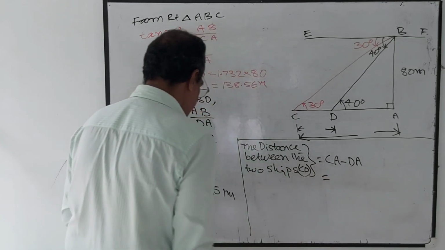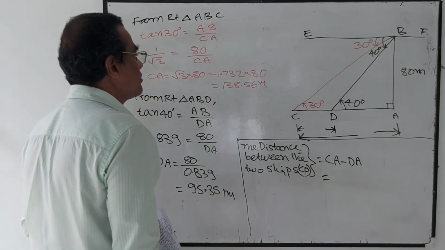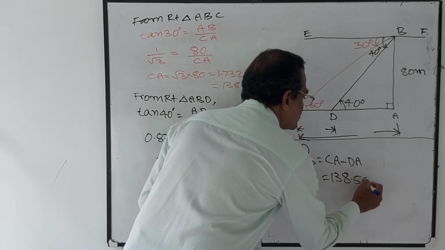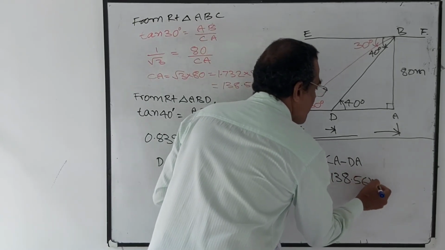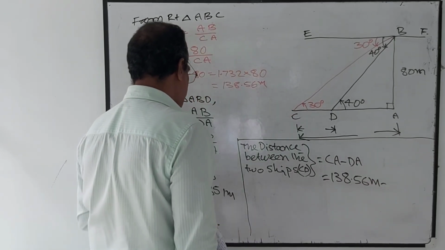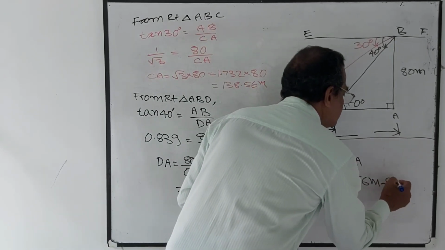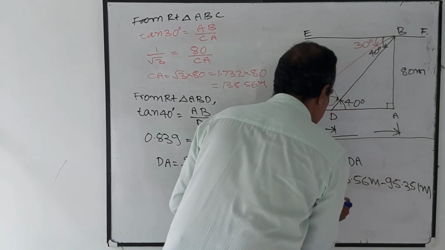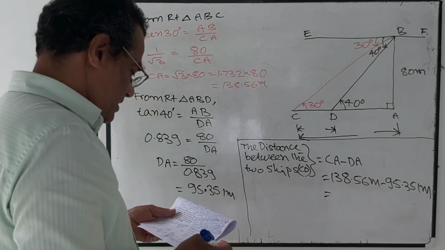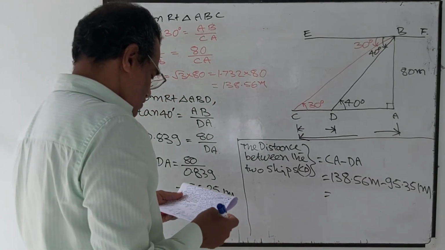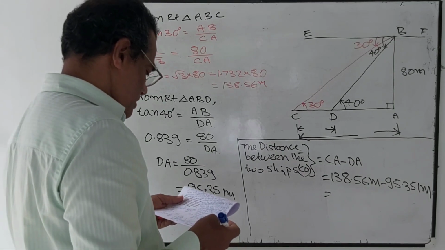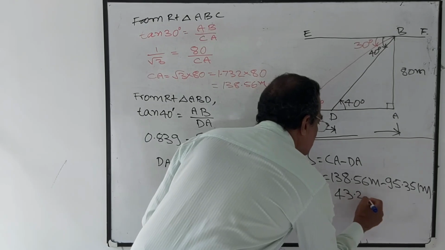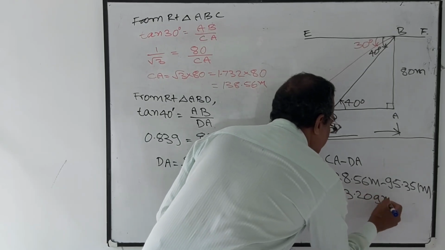This is equal to CA, which is 138.56 meters, minus 95.351 meters, and on deducting this you will get 43.209 meters.